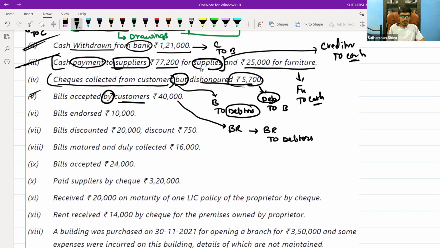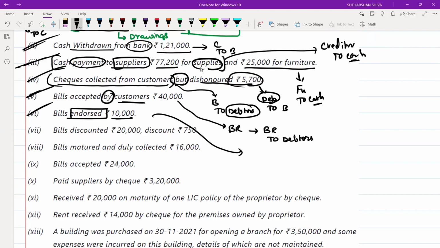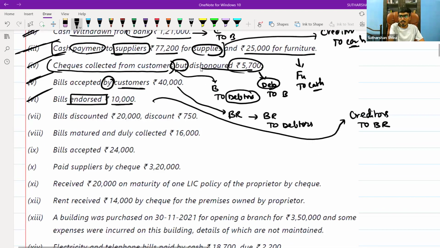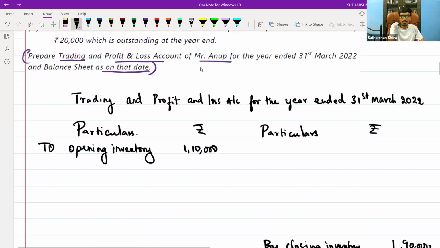That adjustment is done. Fifth one is done, fourth one is done. Now it is the sixth one. Bills endorsed. What is the journal entry for bills endorsed? Creditors to bills receivable. Very good. Bills receivable gets cancelled. Creditors also gets cancelled. So it is affecting two accounts: one is creditors, one is bills receivable.